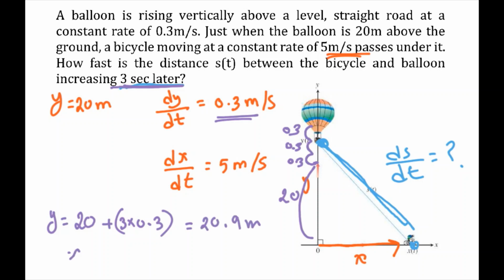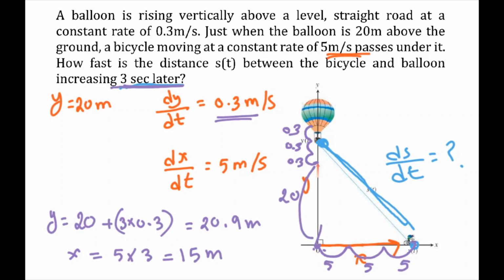That's y. The bicycle started, x started here when the height was 20, and it started increasing. The distance was increasing by 5 meters per second. So after 3 seconds was 5, 5, 5. Every 1 second it goes by 5 meters. So we are doing x equal 5 times 3, and it's equal 15 meters.